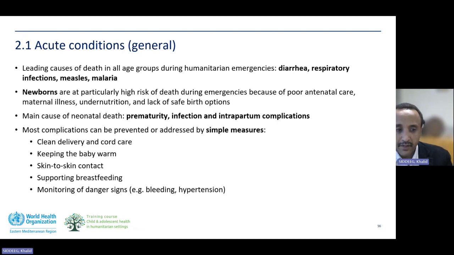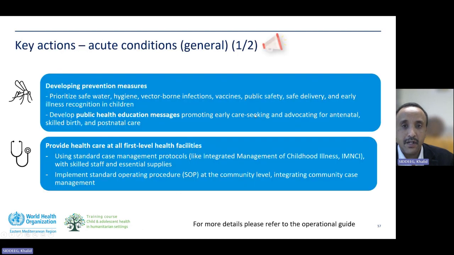We need to have a skilled birth attendant. We need to make sure that it is done in a clean environment. We have thorough drying and timely cutting of the cord. We need to keep the baby warm all the time with skin-to-skin contact. We need early initiation of breastfeeding and to continue breastfeeding, and to teach the mother how to monitor the danger signs, and also to teach the care provider how to monitor the danger signs. These are just examples of simple measures that could be implemented to make sure that we are having a proper response to acute conditions.